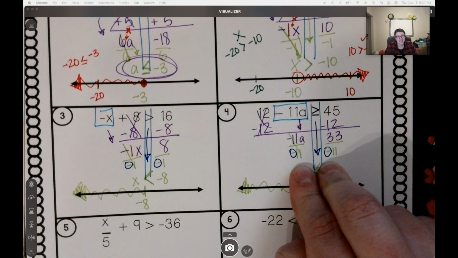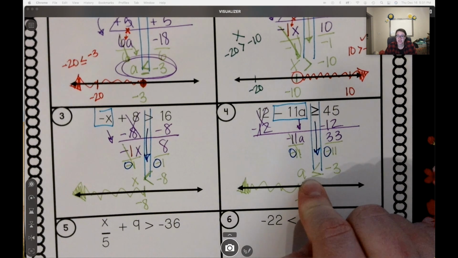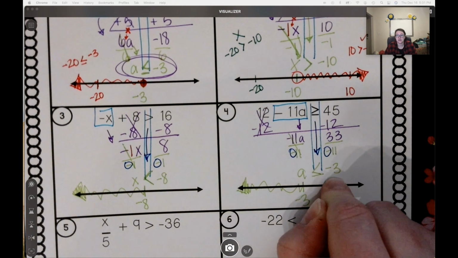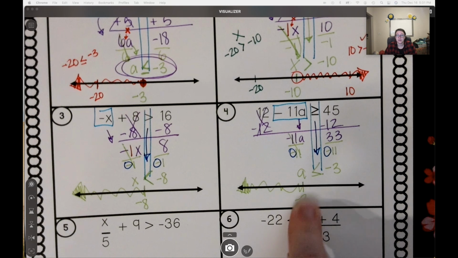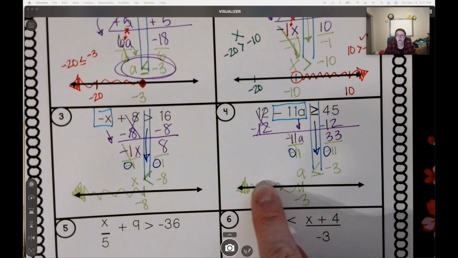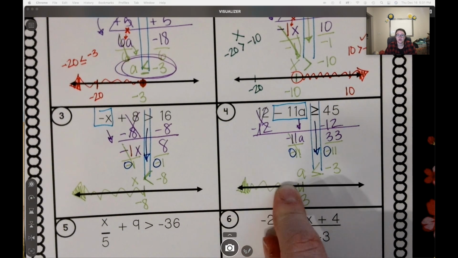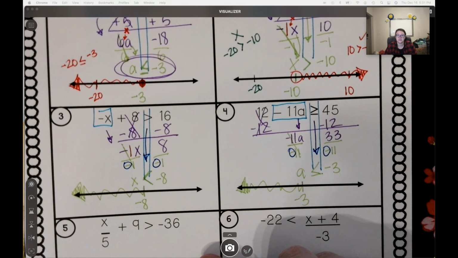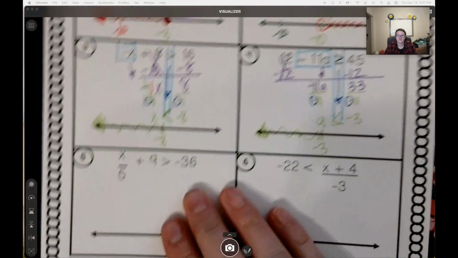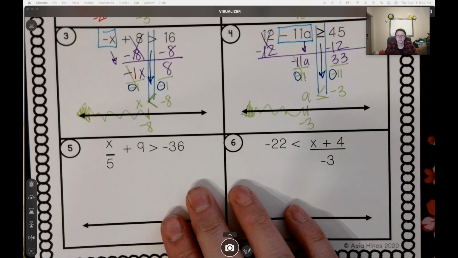Divide both sides by a negative. Our sign has to flip again. So we get a is less than or equal to negative 3. Because a is less than, that means smaller than. Smaller numbers are on the left side. If you have any questions on that, let us know.